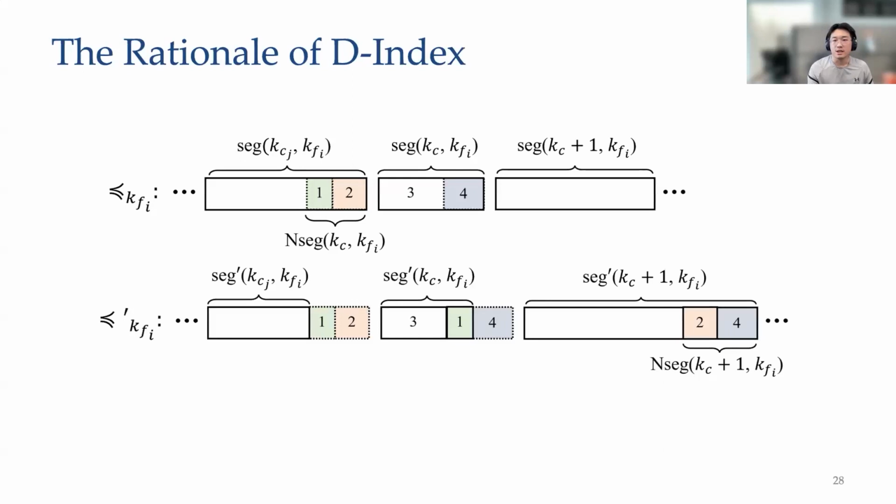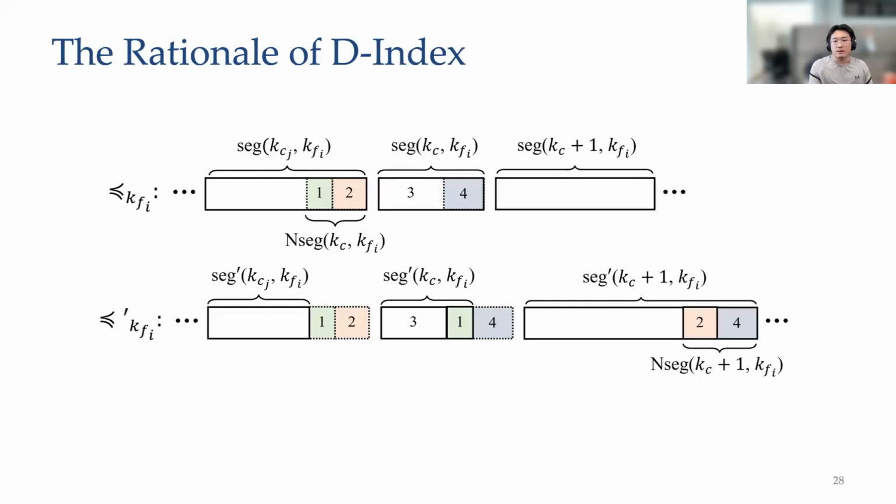Within the segment KC KFI, we mark edges whose trustness will change into boxes, where the edges in box 1 will move to sec prime KC KFI, and the edges in box 2 will move to sec prime KC plus 1 KFI. Within sec KC KFI, we mark edges whose trustness remains the same in box 3, and mark the edges that will move to sec prime KC plus 1 KFI in box 4. We denote the edge set where each edge exists in the KC KF prime trust, but not in the KC KF trust, by nsec KC KF.